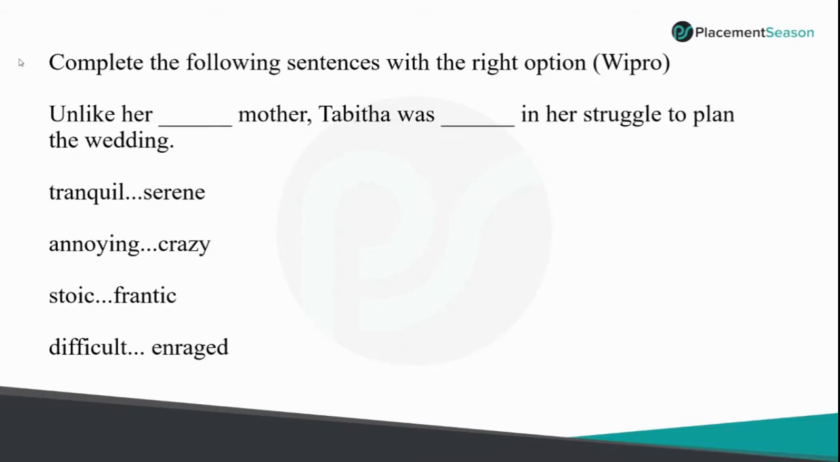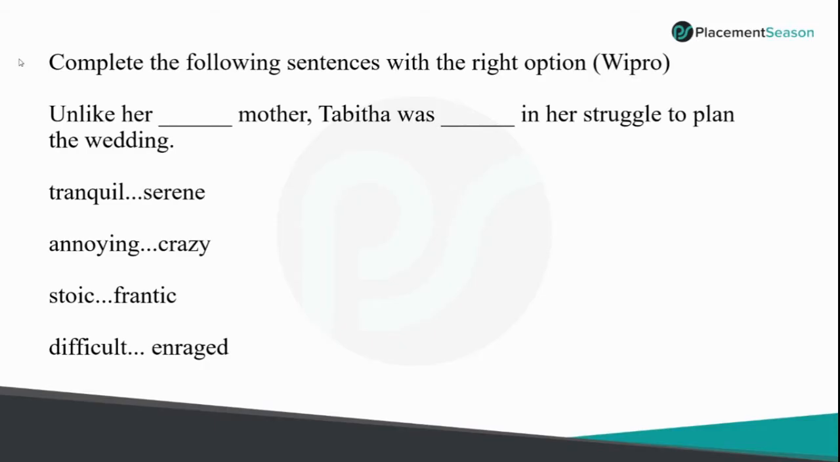Time up. Unlike her dash mother, Tabitha was able to plan the wedding. So what is the meaning? Tabitha is, unlike her mother, able to plan the wedding. So what are the options given? Tranquil, serene, annoying, crazy, stoic, frantic, difficult, enraged. So I want you to guess the meaning of the word tranquil.